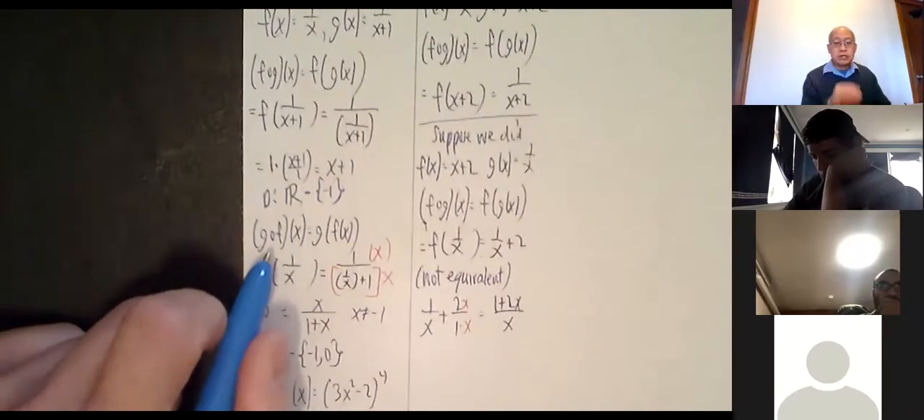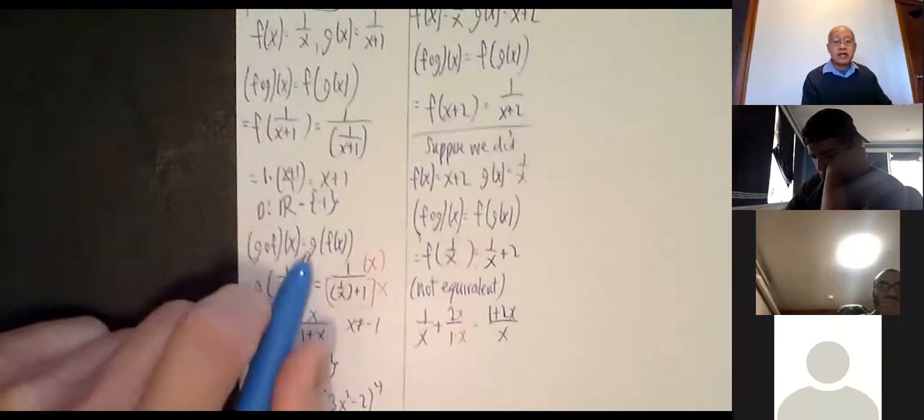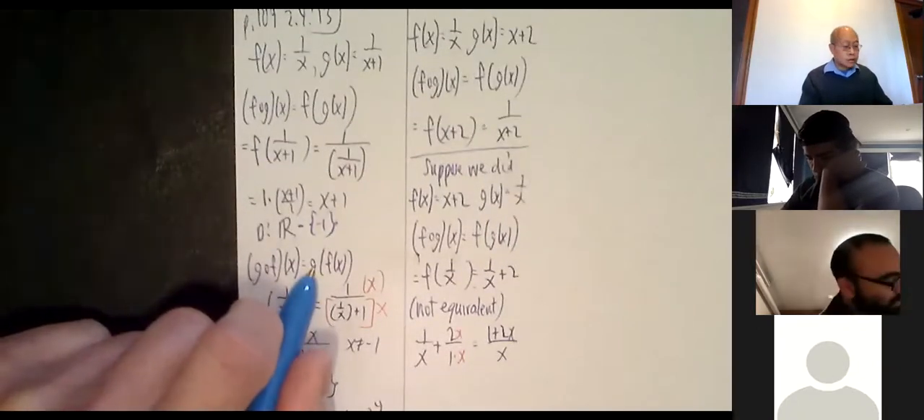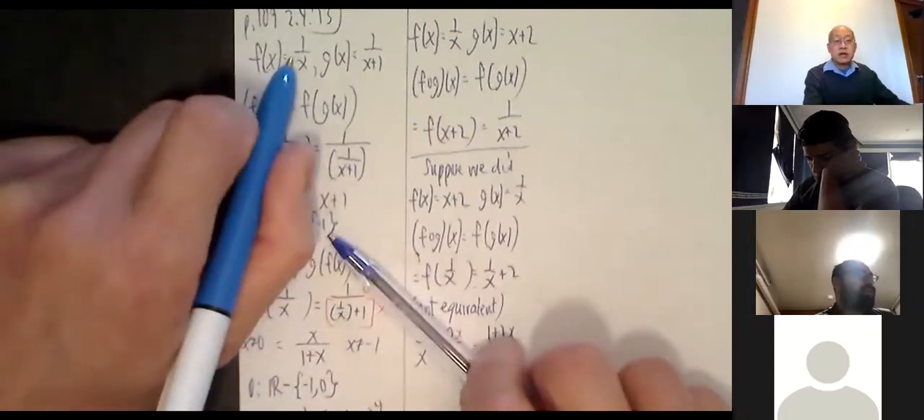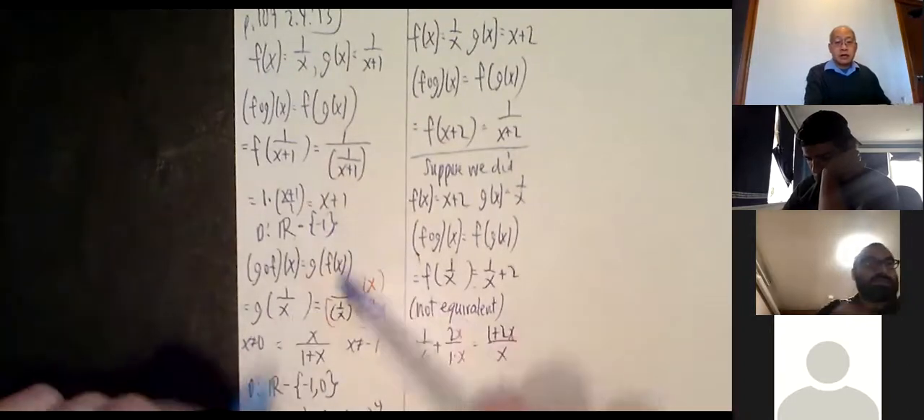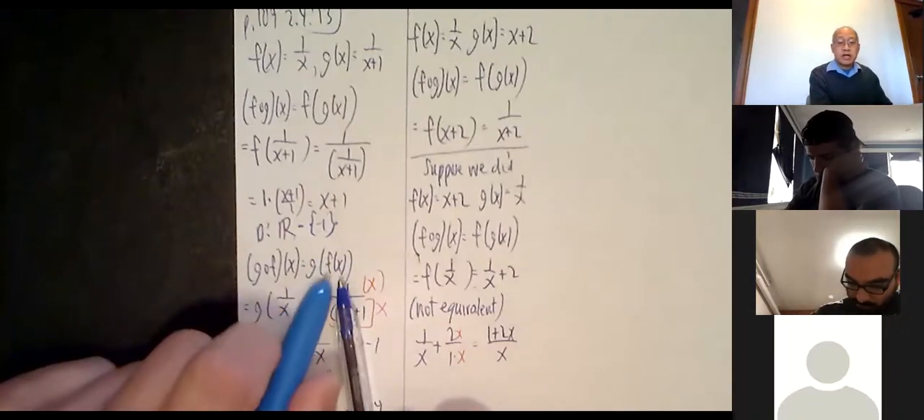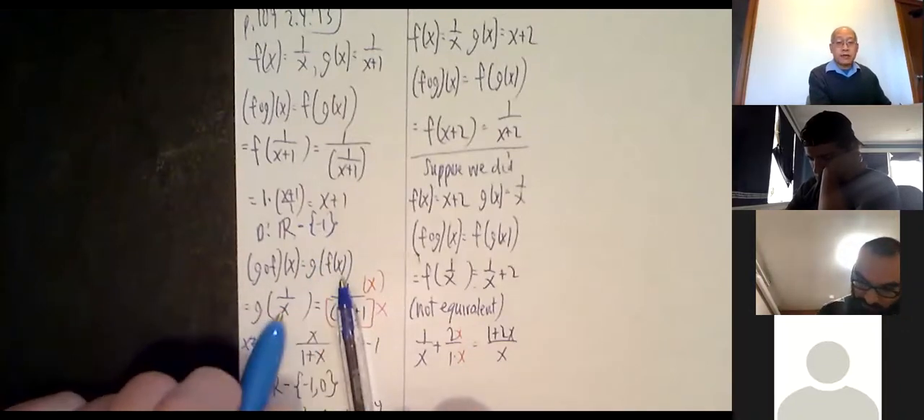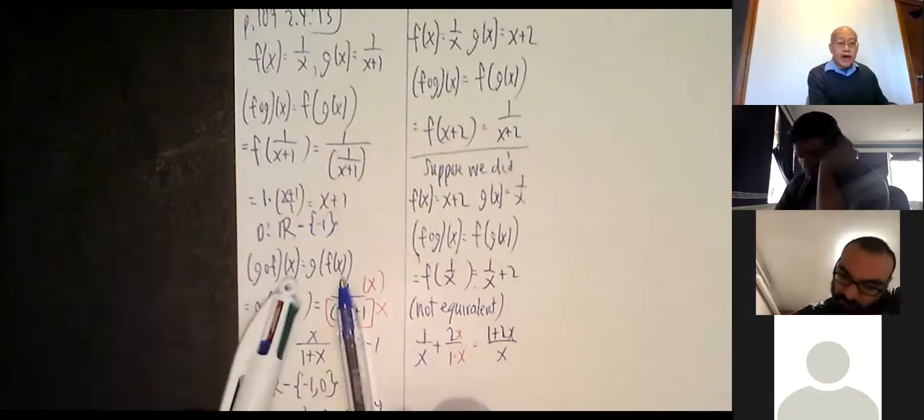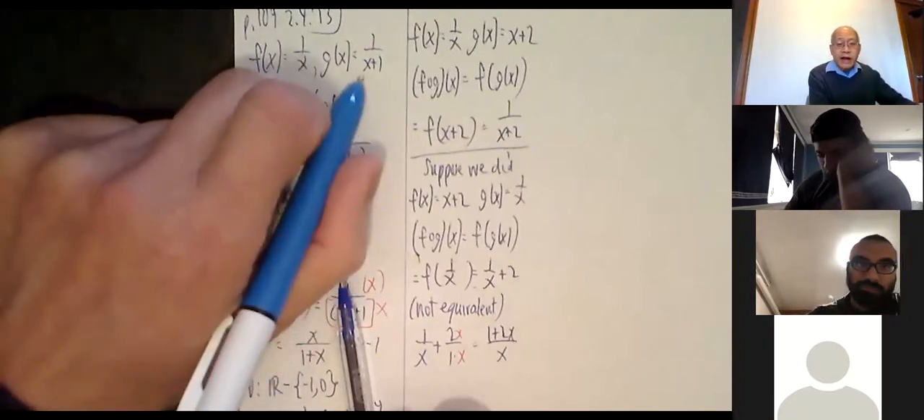Okay, and then g circle f. That means g of f of x. So what is f of x? 1 over x. Okay, so I do g of 1 over x. So see right here where it says g of f? I replace f of x with 1 over x. And now that 1 over x goes right over here.